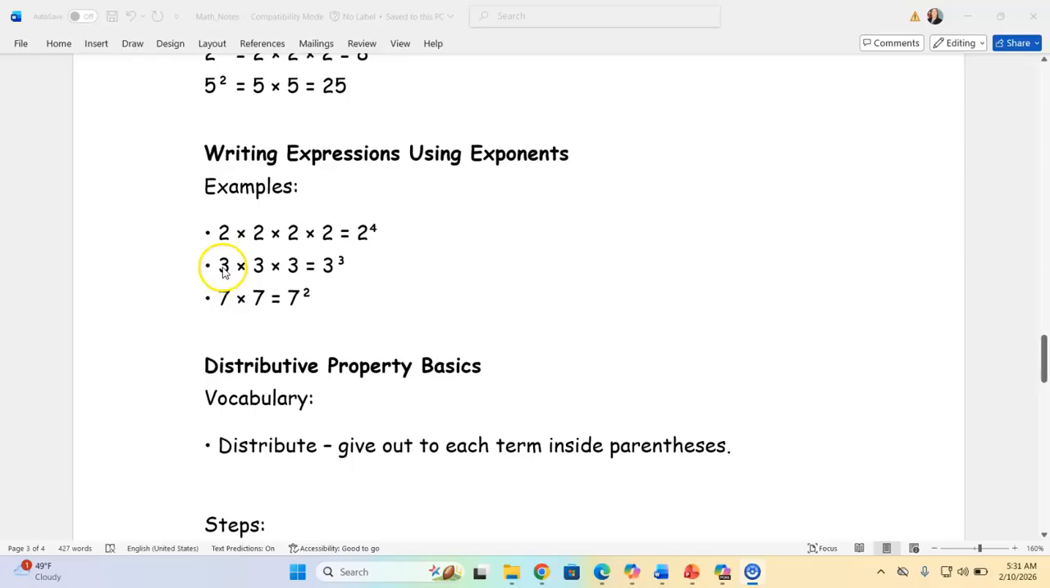And then I'll just use this second example here, 3 times 3 times 3. That means 3 times 3, 3 times, right? 3 times itself 3 times, so 3 to the 3rd power.